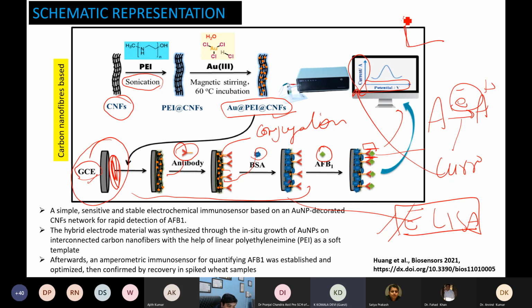So eventually, concentration, then the plot and the signal. In this case, people have detected aflatoxin B1 using a nanostructure surface where gold nanoparticles were involved, and eventually the antibody was anchored, and then it made a complexation reaction and the signal was generated. So this is one of the examples.